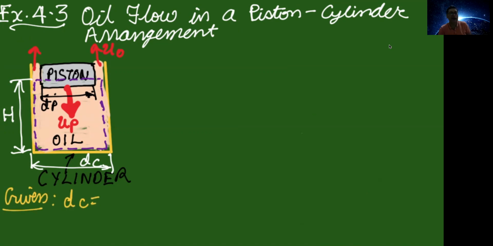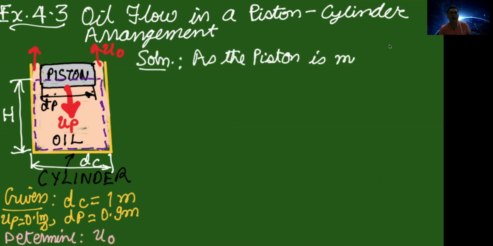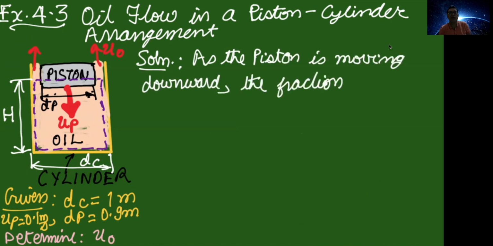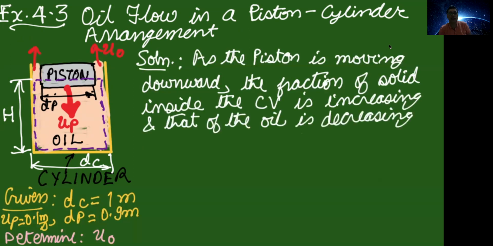You are given that the diameter of this cylindrical tank is 1 meter. The diameter of the piston is 0.9 meter, and the downward velocity of the piston is 0.1 meter per second. What you have to determine in this case is the oil velocity u0. So you can see as the piston is moving downward, the fraction of solid inside the control volume is increasing and the fraction of the oil is decreasing.